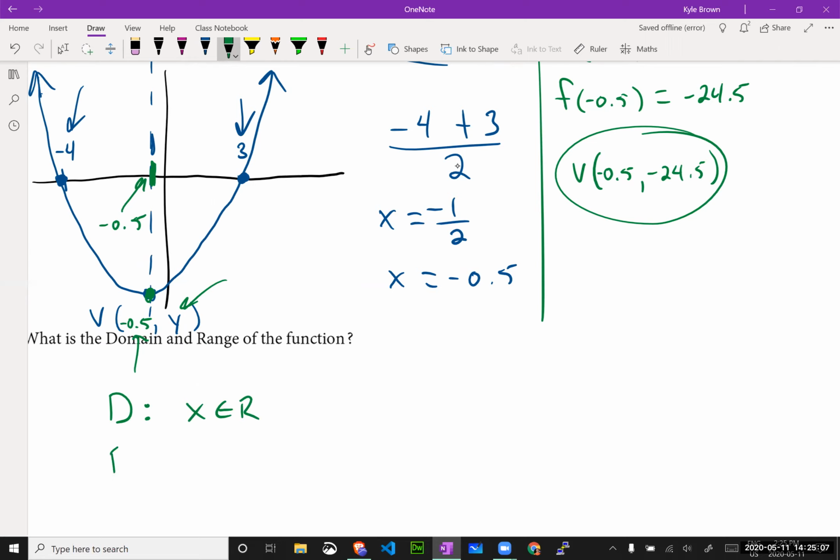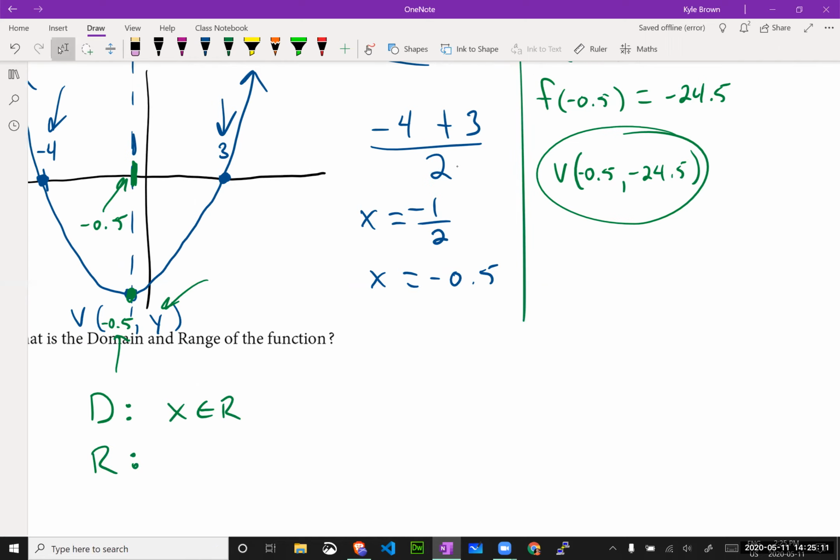Range takes a little bit more thinking. So the range is going to be, okay, well, what's the range going to be? Well, let's look at this point. So we figured out that was negative 24.5. So what that means, if this thing opens up like it does, then this is the very bottom of this graph. It's never going to be any lower than that.